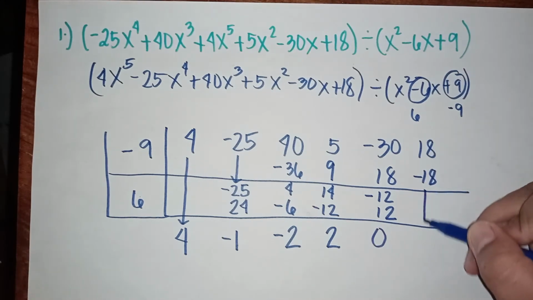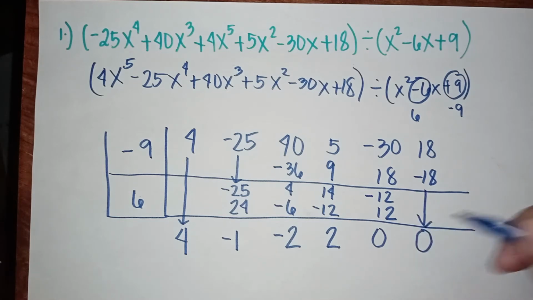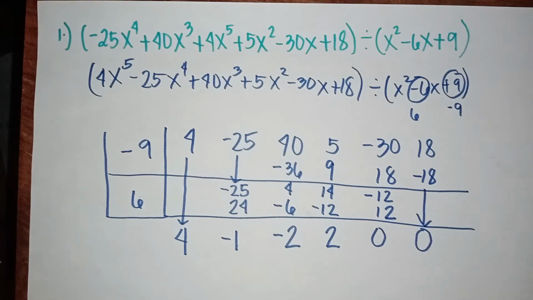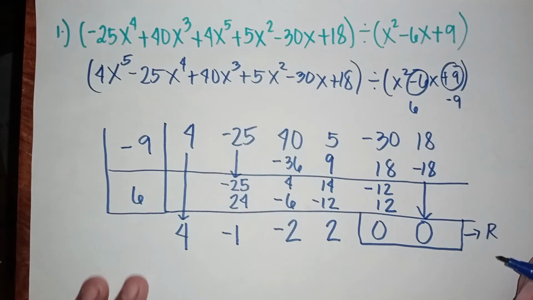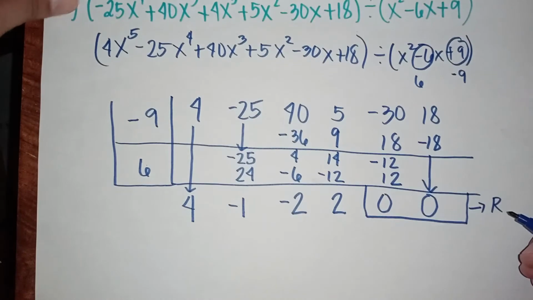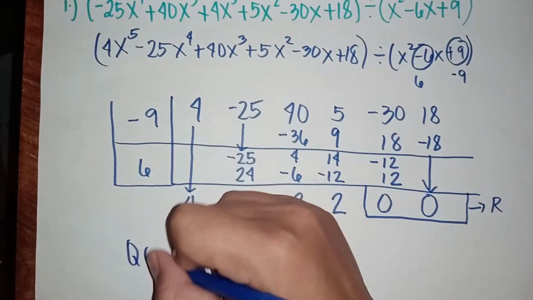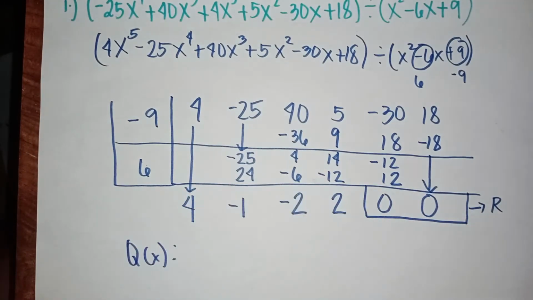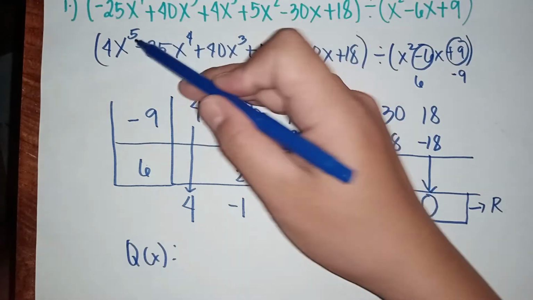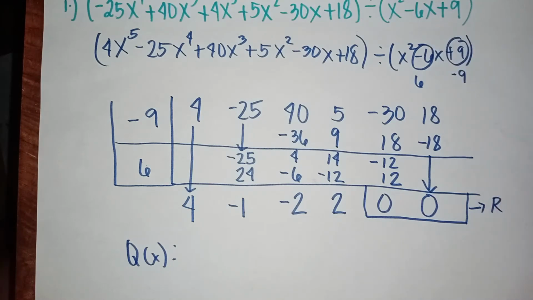So, yung sum mga boss, i-bring down nyo nasa third row. Yung last two entries, that is our remainder. Yung remainder natin is dalawang 0. It means wala tayong remainder. So, what is now our quotient? The quotient will be, okay, yung degree ng quotient natin is degree of the dividend minus the degree of the divisor.